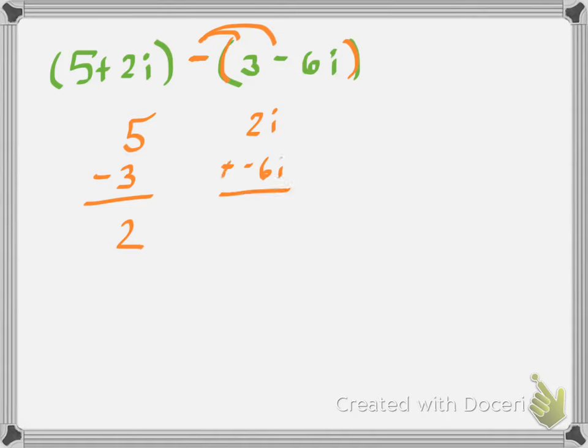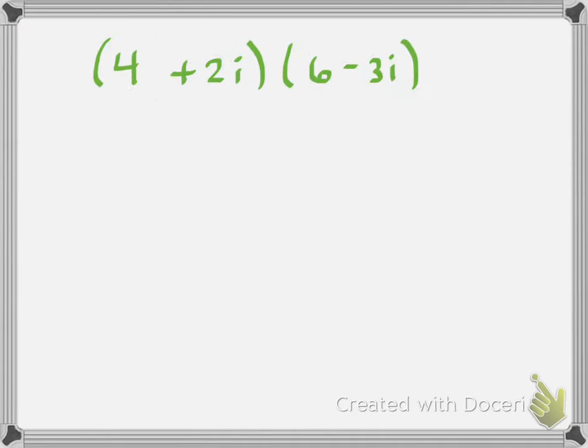So that actually means, because there's 2 negatives, it means plus. So you just change your signs. So that's 2 plus 6, which is 8. So this answer really is 2 plus 8i. So again, if there's a minus, the easiest thing to do is to change your signs on anything that's in the parentheses.